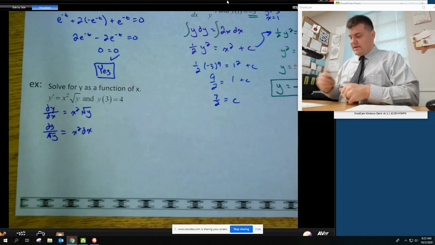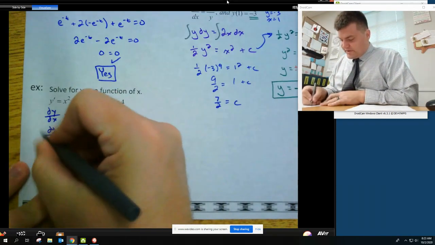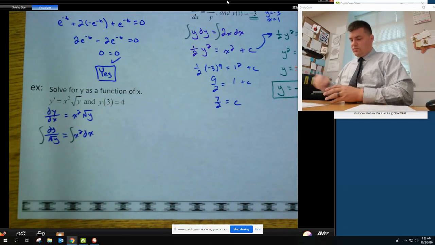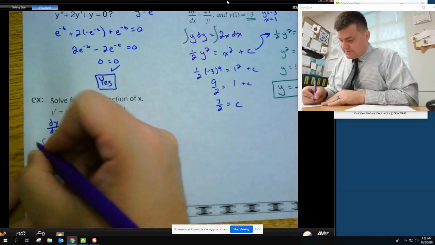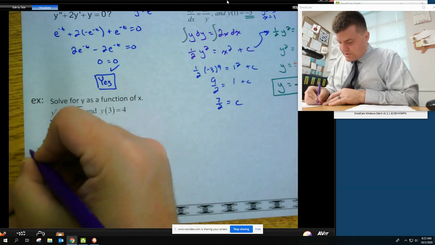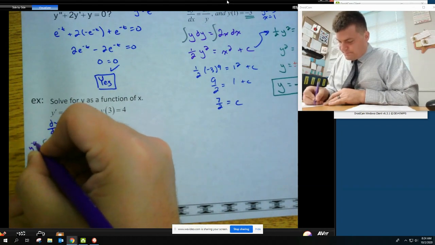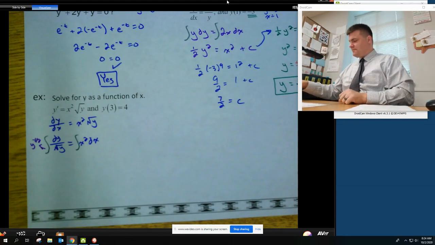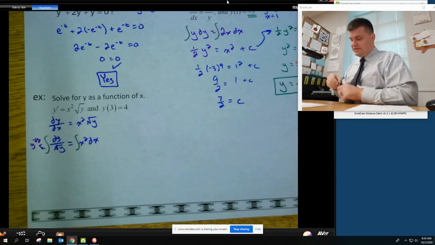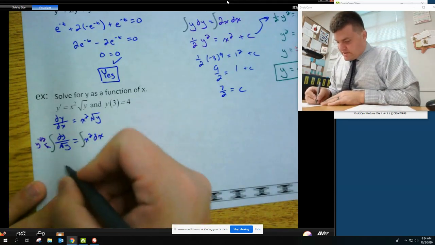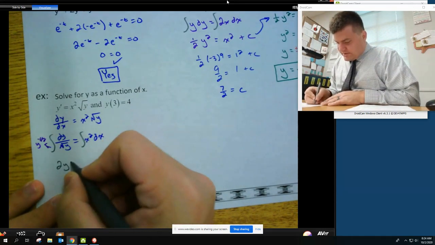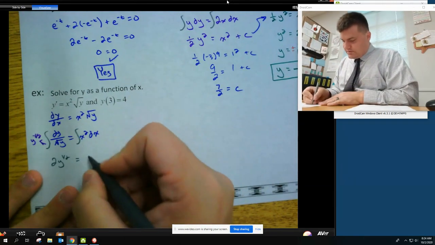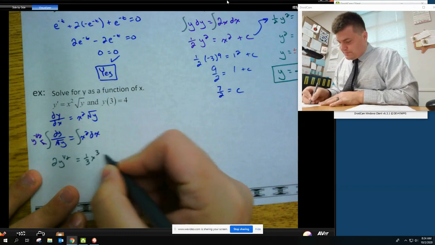And now I'm going to go ahead and take the integral of both sides because I have to solve for y. Now the integral on the left looks kind of wonky. If we were to rewrite this as y to the negative 1/2, it's a little bit better. So what's the antiderivative of y to the negative 1/2? Well, it's going to be 2y to the 1/2 equals 1/3 x cubed plus c.